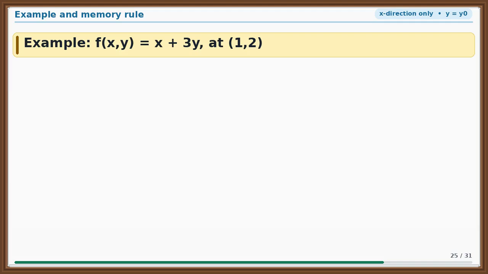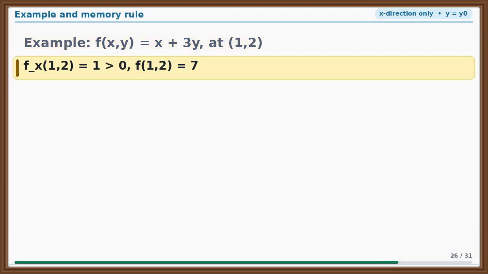Let us test the picture with a simple example. Take f of x, y equal to x plus 3y, and use the point 1, 2. Fix y at 2 and move only in the x direction. The x partial derivative is 1, which is positive. The central function value is f of 1, 2, equal to 1 plus 6, or 7. Now compare nearby values directly.